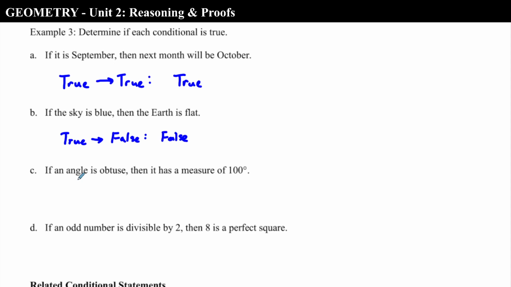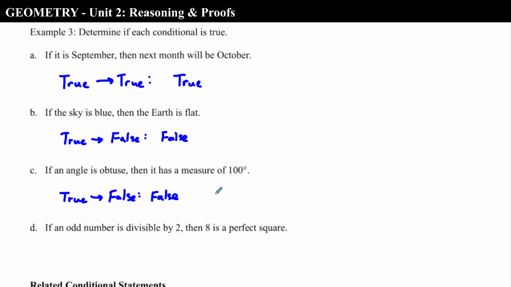All right, if an angle is obtuse, then it has a measure of 100 degrees. Well, we're assuming that our hypothesis is true here. If an angle is obtuse, does it have to have a measure of 100 degrees? It does not. So that's false, making the whole statement false. And our counterexample would be that you can have an obtuse angle that's not 100 degrees.